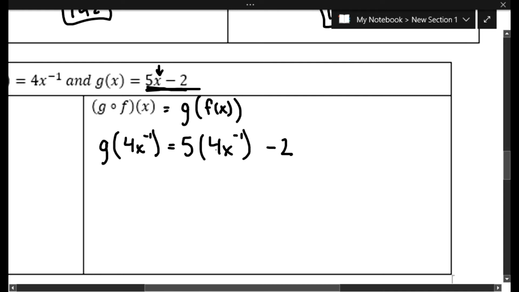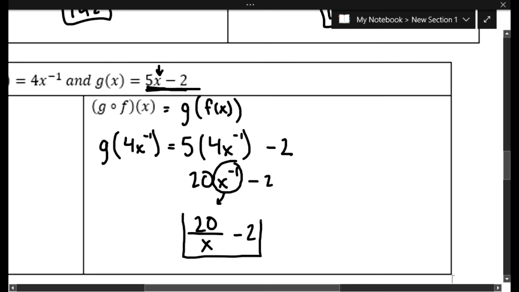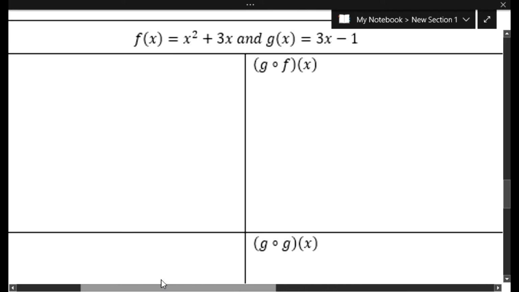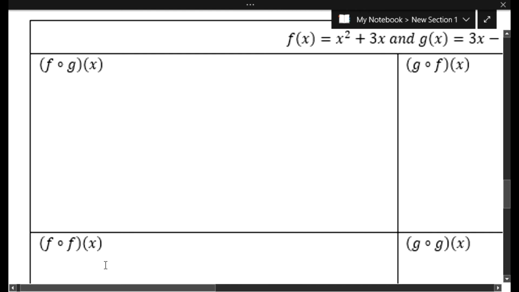All right, let's simplify. 5 times 4 is 20. x to the power of negative 1 minus 2. I don't like negative exponents. The only thing that's being raised to the power of negative 1 is the x. That's what's going to move to the bottom. So it's 20 over x to the power of 1 minus 2. There we go. Simplified. All right, let's do a couple more like that. Again, I encourage you to pause it and try them on your own and see if you're getting the same things as I am.